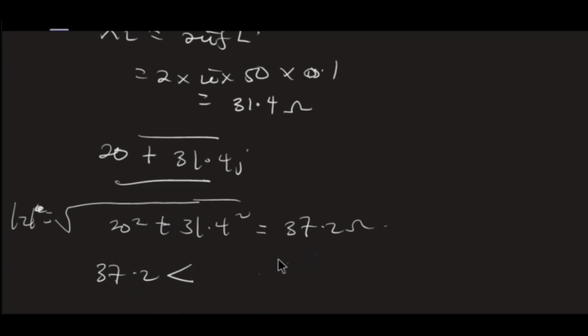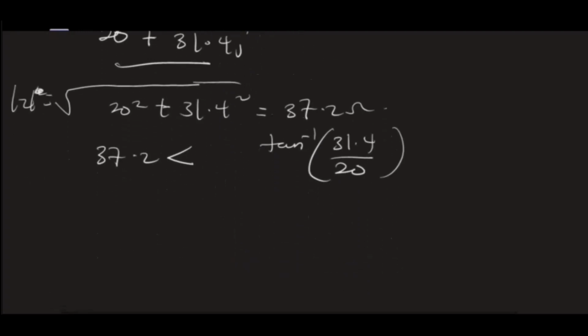Angle, what will be my angle? Tan inverse of my XL over my R, which is 31.4 over 20. So what am I getting for this? We'll be getting 37.2 here, angle 57.5 degrees, in ohms, and this is in the polar form. This was in the rectangular form.